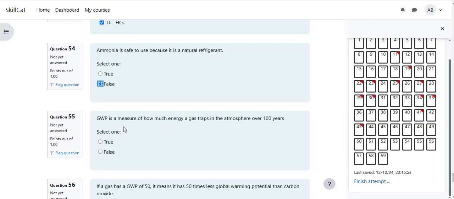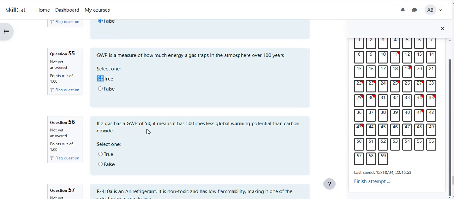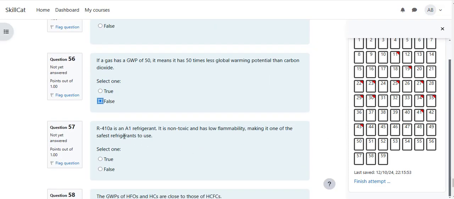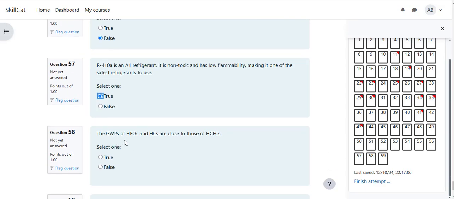Ammonia is safe to use because it's a natural refrigerant. No. GWP is a measure of how much energy a gas traps in the atmosphere over 100 years. Yeah, true. If a gas has a GWP of 50, that means it has 50 times less global warming than carbon. More, not less. R410 is an A1 refrigerant. It is non-toxic and low flammability, making it one of the safest refrigerants to use. Yeah, so GWP of HFO and HCs are close to HCFC. No.